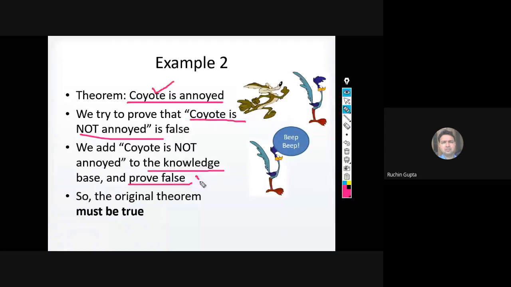And we will prove that all these statements in the knowledge base with this negated statement cannot be true. It means that the original statement, coyote is annoyed, is going to be true. So that is the procedure we have seen in the resolution algorithm.